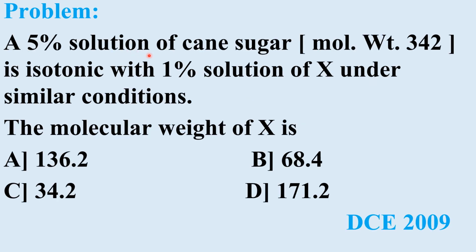A 5% solution of cane sugar, molecular weight 342, is isotonic with 1% solution of X. Under similar conditions, the molecular weight of X is: option A 136.2, option B 68.4, option C 34.2, option D 171.2.